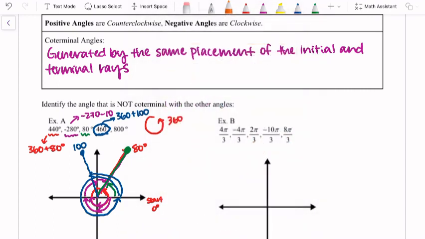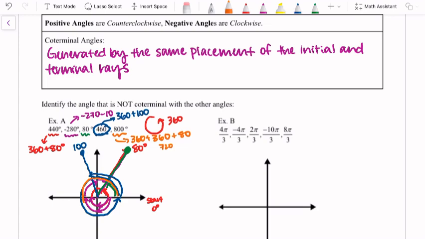I don't even know. The last one is 800, so let's figure out how many 360s go into this since this is positive. Well, I know that 720 is 360 times 2, so I have 360 plus 360. So that's 720. And then how much more to 800? Let's see, 720. I think I need another 80, which looks like good news for us.